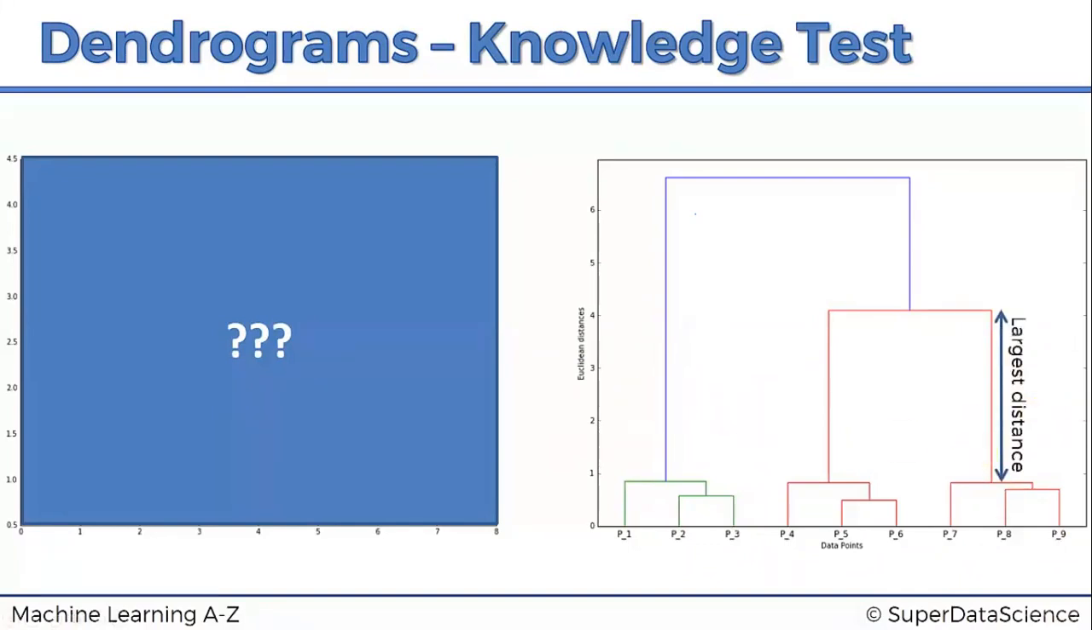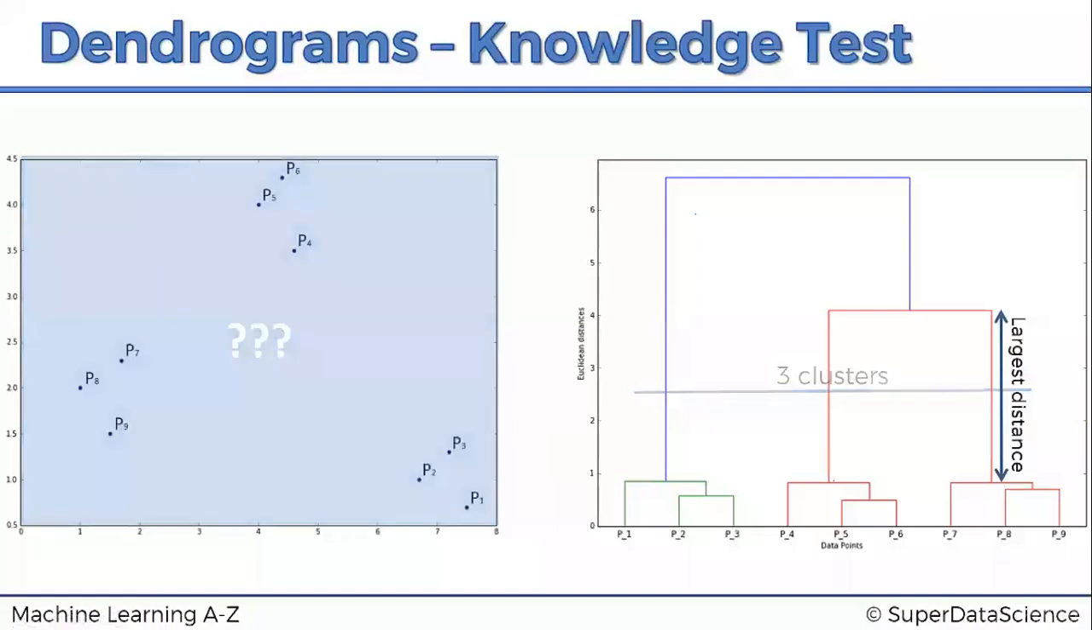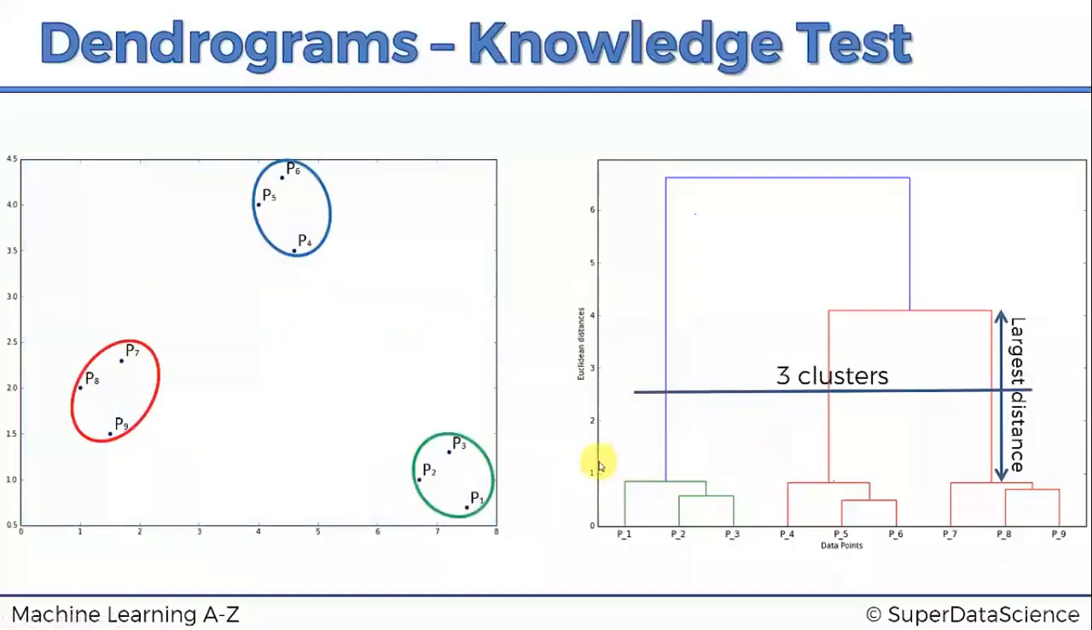That means we need to cross it with a horizontal line, our threshold, and that will give us the number of clusters, which is 3 clusters because it crosses 3 lines here. 1, 2, 3. And if we look at the chart, indeed, we do have 3 clusters. And it does look like that is the optimal number of clusters for this problem.